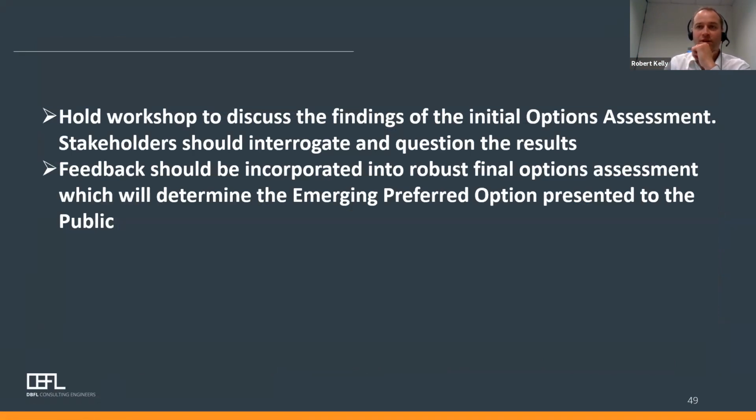So just on that, there are some points to take away. It's important to hold that workshop to discuss the findings of the initial assessment, and to give people the opportunity to interrogate and question those results. That feedback then should be fed back into the final options assessment, which will be used to determine, or formalise, what the emerging preferred option is to be presented to the public.